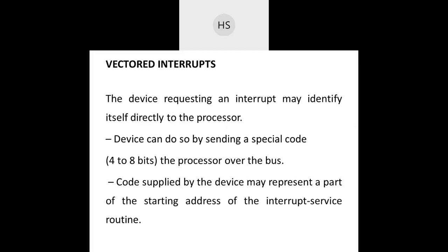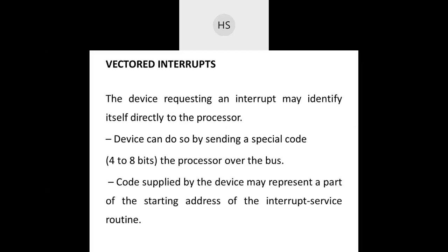Next is your interrupt vectors. Vectored interrupts means requesting an interrupt by identifying it directly to a processor. Here the processor is directly identifying the interrupt. So that is done here. How will it be done? How is it directly identified by a processor? By sending a code, a 4 to 8 bit code, to the processor.